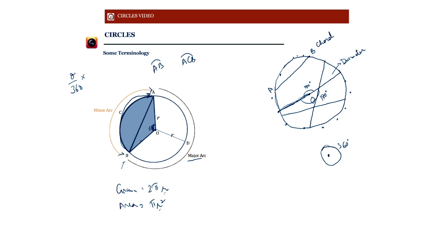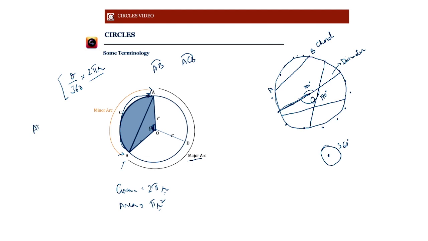So we say that this arc ACB subtends the angle theta at the center, and that is why the length of the arc AB, this curved part, the minor arc, is theta upon 360 into 2 pi r. 2 pi r is the entire circumference, and this is a fraction of that circumference. Then what will be the length of the major arc, ADB?